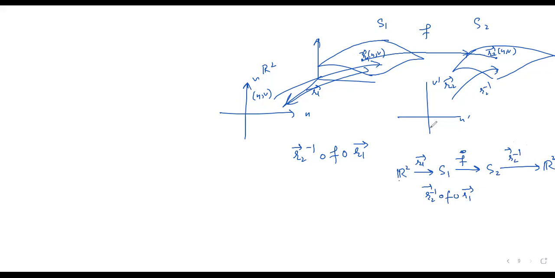We say that F is differentiable at some point UV if this function, this composition, is differentiable, because its differentiability is defined in multivariate calculus, R2 to R2. If this is differentiable, then we say F is a differentiable map from S1 to S2. This is the definition of differentiability from one surface to another.